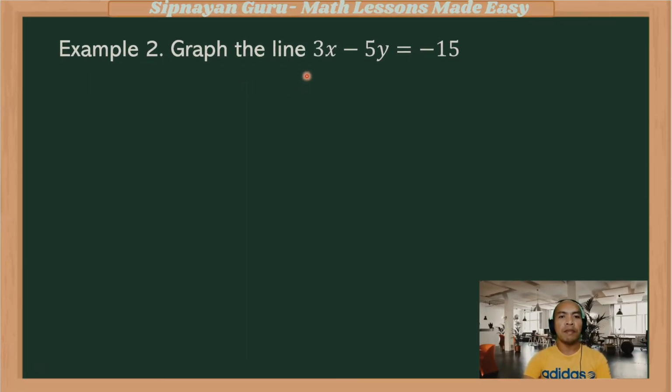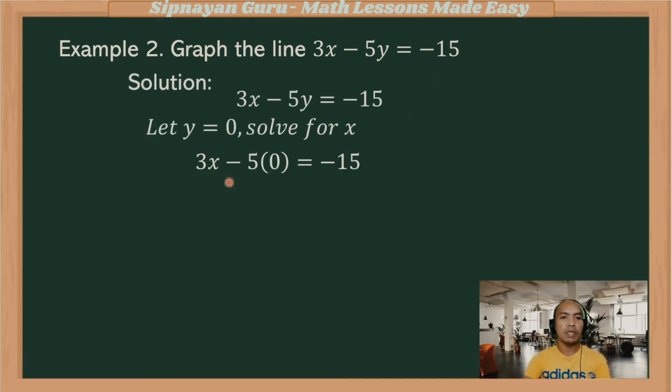Example number 2, graph the line 3x minus 5y equals negative 15. So similarly, substitute y equals 0. So 3x minus 5 times 0 equals negative 15. So 3x is equal to negative 15. Divide both sides by positive 3. So x would be negative 5. So the ordered pair, or the x-intercept, is (negative 5, 0).